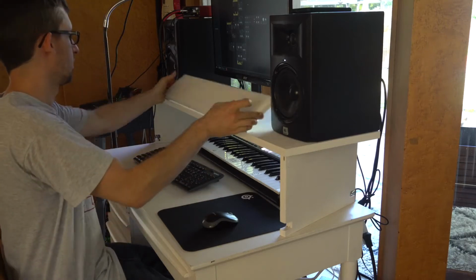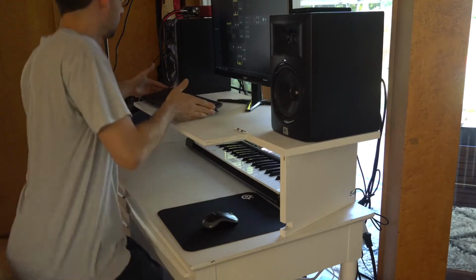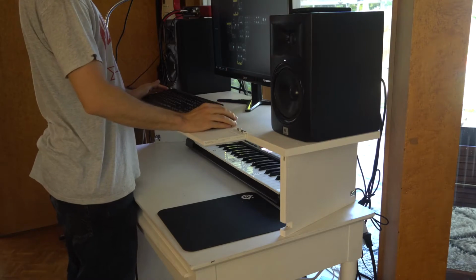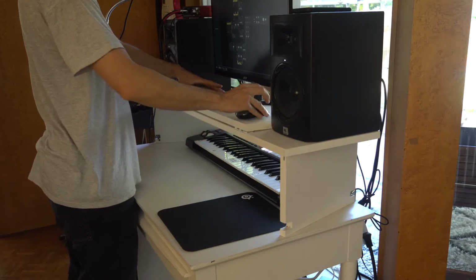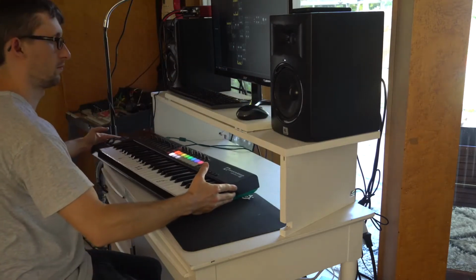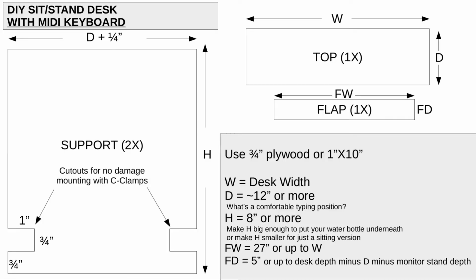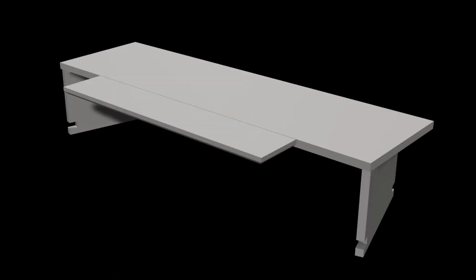Today's project is a sit-stand desk mod. Basically, it's a shelf for the computer and studio monitors to sit on. And yeah, there's room underneath for a MIDI keyboard. Here are the plans, plus an animation of the build.